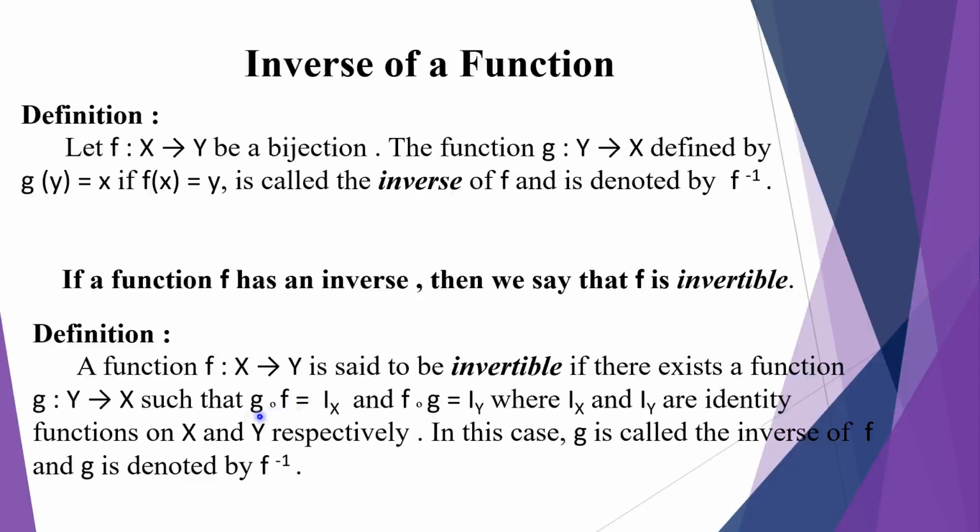such that it must satisfy the following conditions. That condition is g composite f equal to ix and f composite g is equal to iy, where ix and iy are the identity functions on x and y respectively. In this case, g is called the inverse of f. So ரெண்டுக்கும் composite பண்ணும்போது identity element கிடைச்சது அப்படின்னா then we call that as the inverse of f. And g is denoted by f inverse. So f inverse எப்படி எழுதணும்னா f போட்டு பவர்ல -1 ன்னு போடணும்.